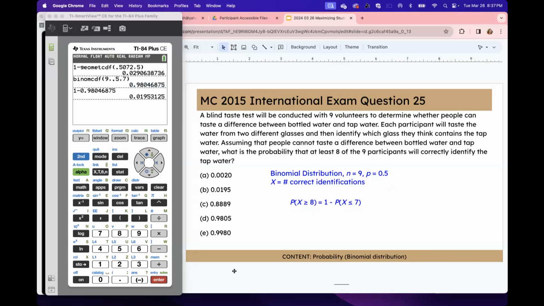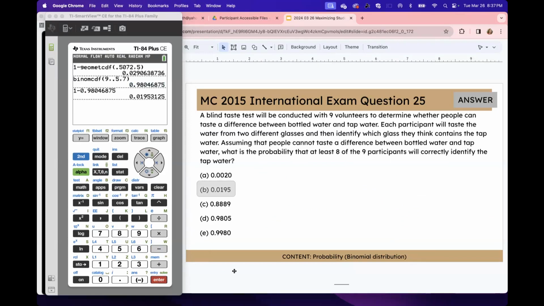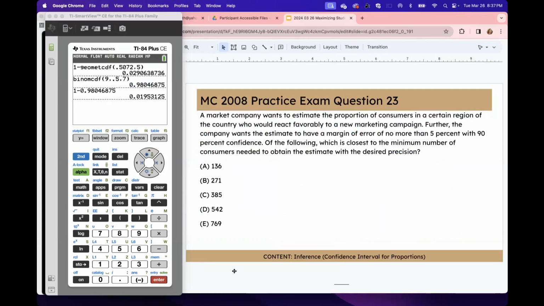Okay, so that, I believe, there's all the screenshots for that one, is the end of our second content area, and we're now in the inference. For the inference, the first multiple choice question we chose is one talking about confidence intervals for proportions.